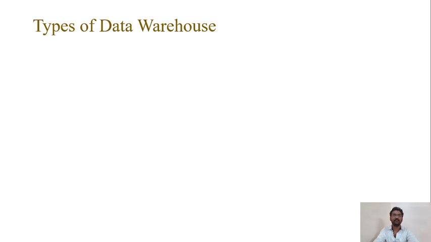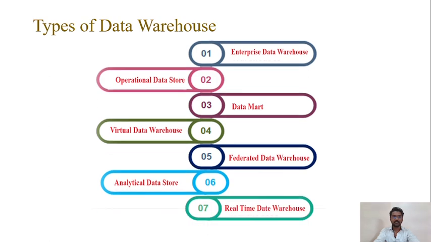Next we go for types of data warehouse. Here we have different types. Out of these I have given seven different types of data warehouse. One is enterprise data warehouse. Second is operational data store. Third is data mart. Fourth is virtual data warehouse. Fifth is federated data warehouse. Sixth is analytical data store. Seventh is real-time data warehouse. Let us go in depth one by one.